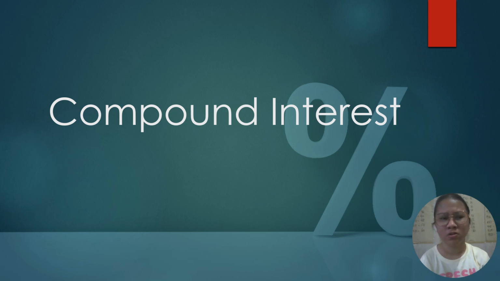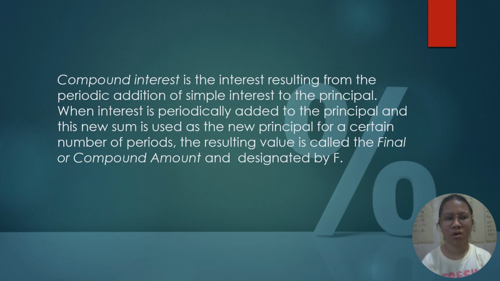Now we will focus on compound interest as another type. Compound interest is the interest resulting from the periodic addition of the simple interest to the principal. When interest is periodically added to the principal and this new sum is used as the new principal for a certain number of periods, the resulting value is called the final or compound amount and designated by F.